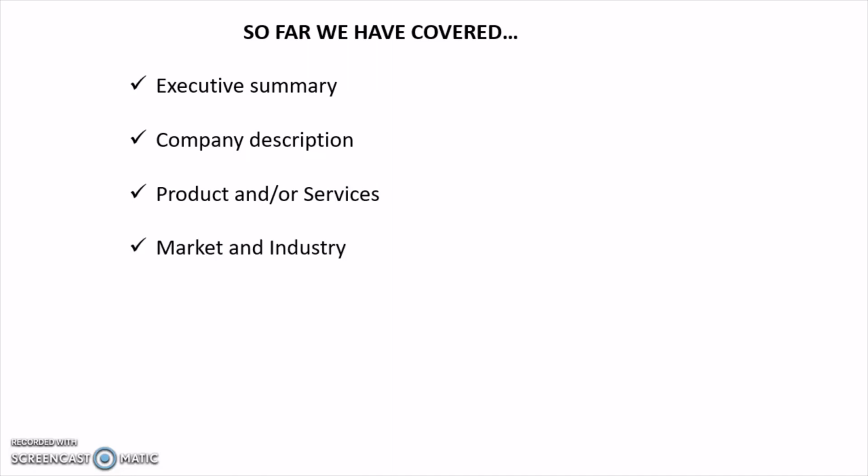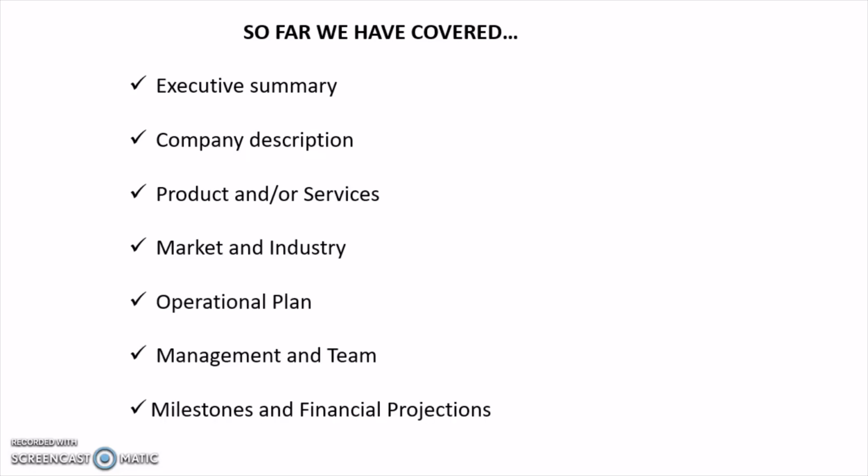This is exactly what the business is about, your product or your services. We also covered the market and industry. We covered the operational plan, the management team, and then we also covered your milestones and your financial projections. So these are the things that we have covered, and these are the things that make up a business plan. So if you have to write a business plan, it's not rocket science. If you don't know how to do it, I'm giving you a guide on how to do it right now. All you need to do is cover all these aspects of your business. Now, why do you need to write a full business plan, especially for Tony Elumelu Foundation entrepreneurs?